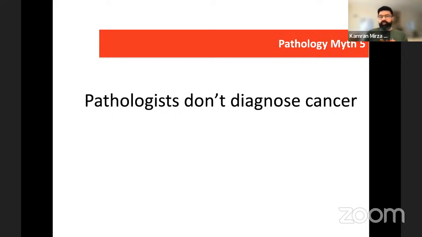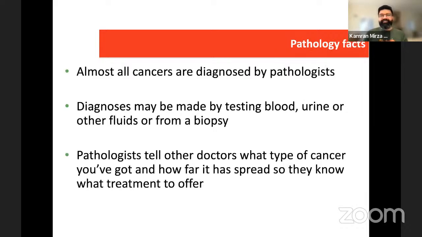I think this myth is probably the worst one, that we don't diagnose cancer. I would argue that we are the only people who diagnose cancer. Almost all cancers, I would say, are diagnosed by pathologists, and they're based on tissue diagnosis. So the tissue is given to us, and once the tissue comes to us, we effectively look at it under a microscope, and it can be either blood or urine or other fluids, or a biopsy. And so pathologists really are making all sorts of diagnoses. And we tell other doctors what type of cancer patients have and how far it's spread, so they know what treatment to offer. And I think our stakeholder is really the other physician. And so many times pathologists are known as the doctor's doctor. So basically the idea is that we are providing the information to other doctors so that they can take better care of patients.